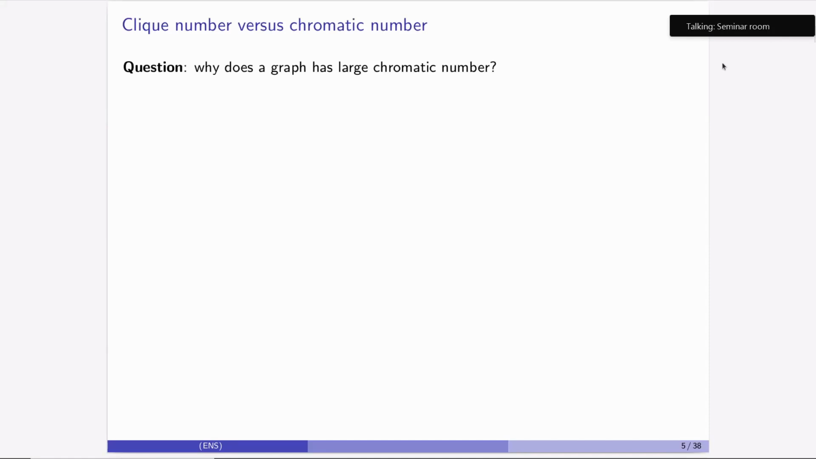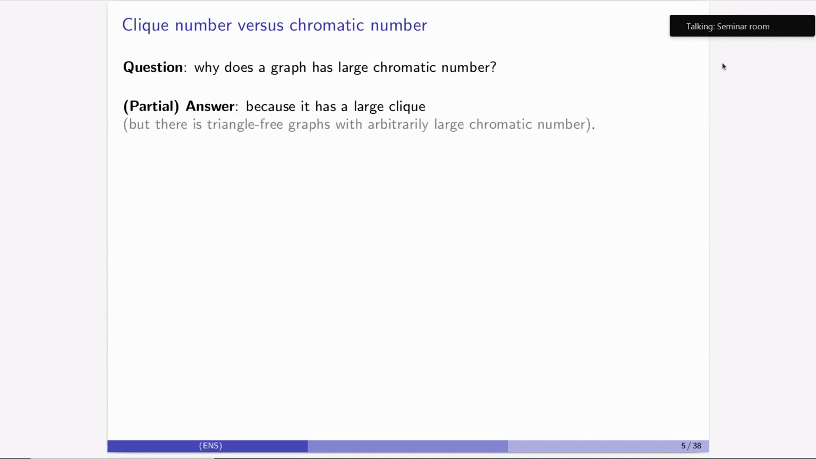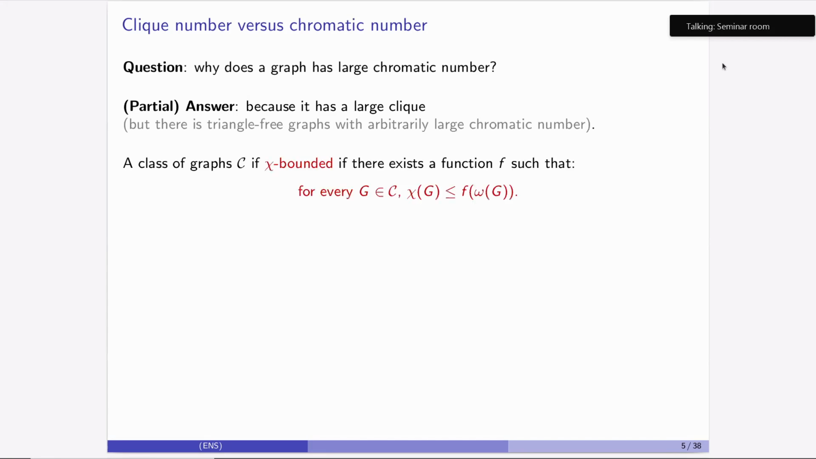And now, okay, let's go back to undirected graphs and ask the main question when you do coloring: why does a graph have large chromatic number? An easy answer to that is because it has a large clique. This is a simple answer, but it's only a partial answer because, of course, there are triangle-free graphs with arbitrarily large chromatic number. And from this, you can ask which class of graphs has this property?